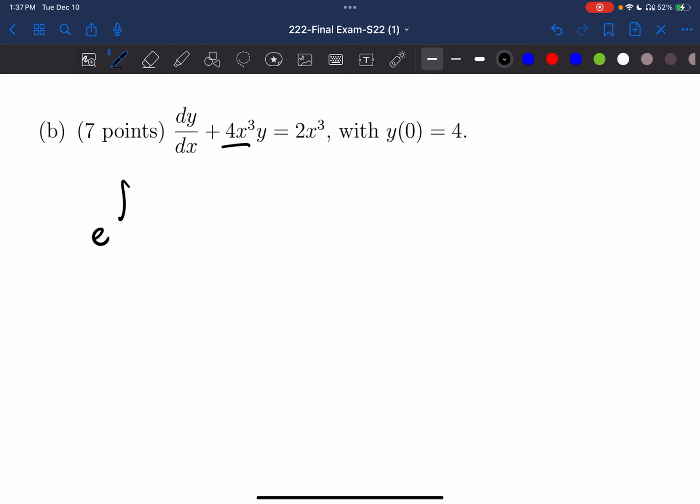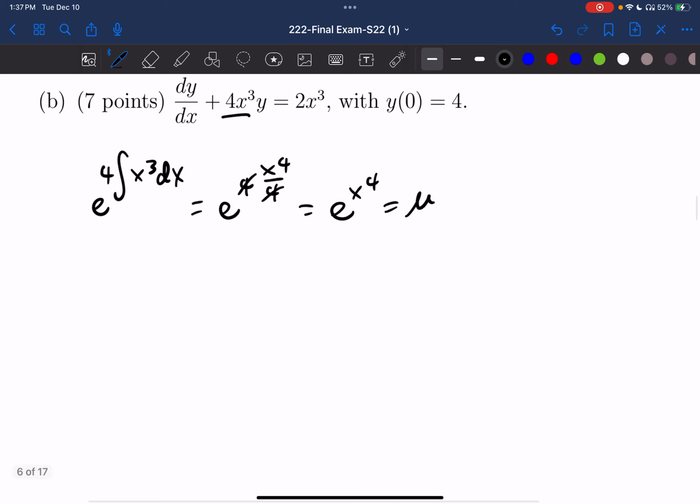So we will have e to the power of, we're going to bring the 4 in front because it's constant, x to the third power dx. This will be equal to e to the 4 times the integral of x to the third power, which is x to the fourth power divided by 4. Notice this 4 and this 4 will cancel, leaving us with e to the x to the fourth power. We can set this as mu. Now we will have mu times y prime, which is dy dx, plus mu times 4x to the third power times y will be equal to 2x to the third power times mu. Make sure we multiply every single term by mu.